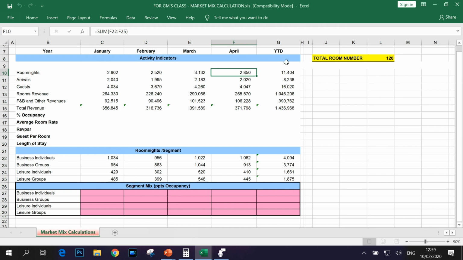In order for us to do that, we need to use this total room number as the capacity of the hotel. So we have 120 rooms available with this hotel per day, which means if we want to calculate the total room numbers available, let's say rooms available, we can put in a simple calculation. January equals 120 rooms times 31.